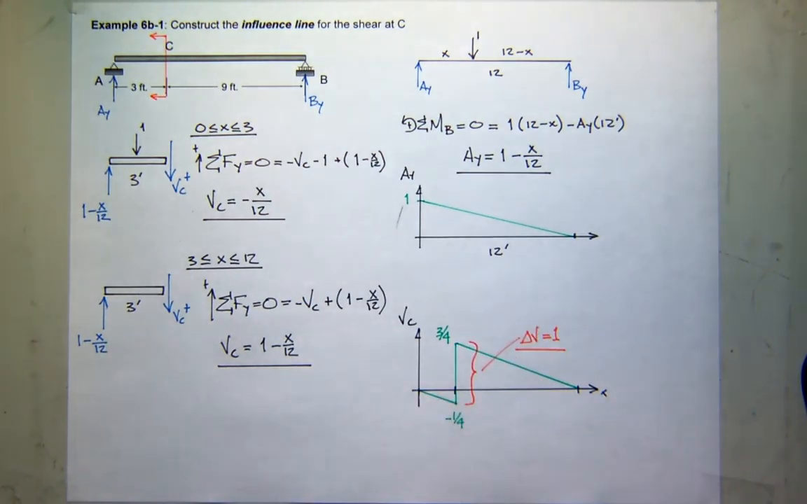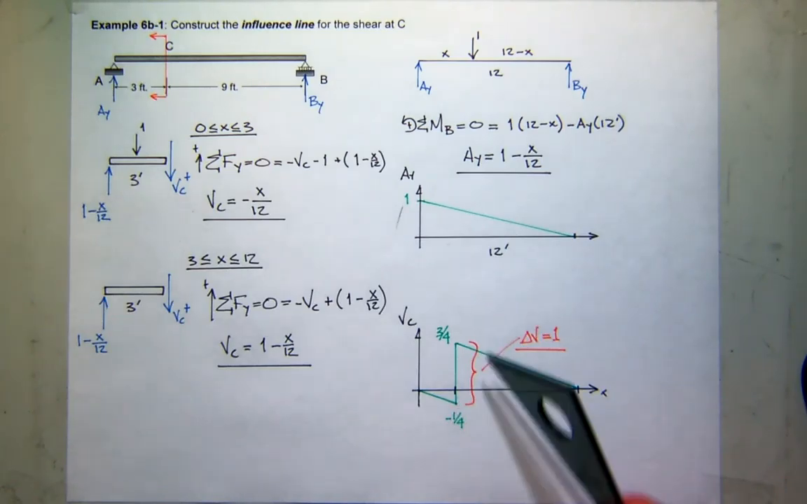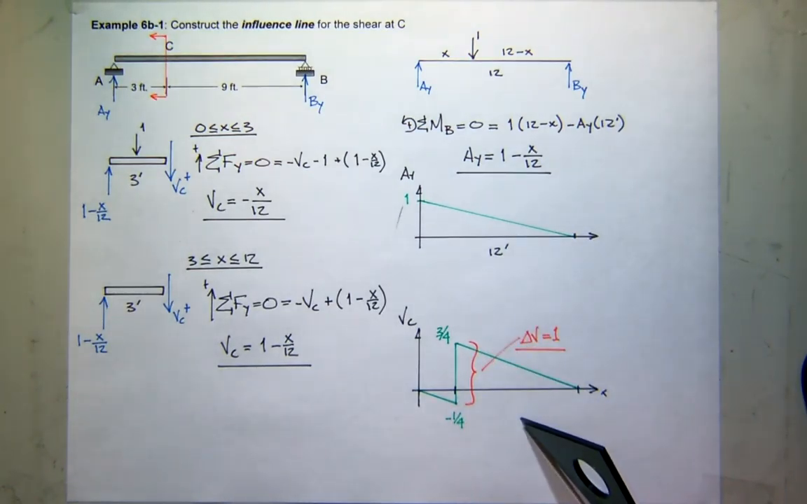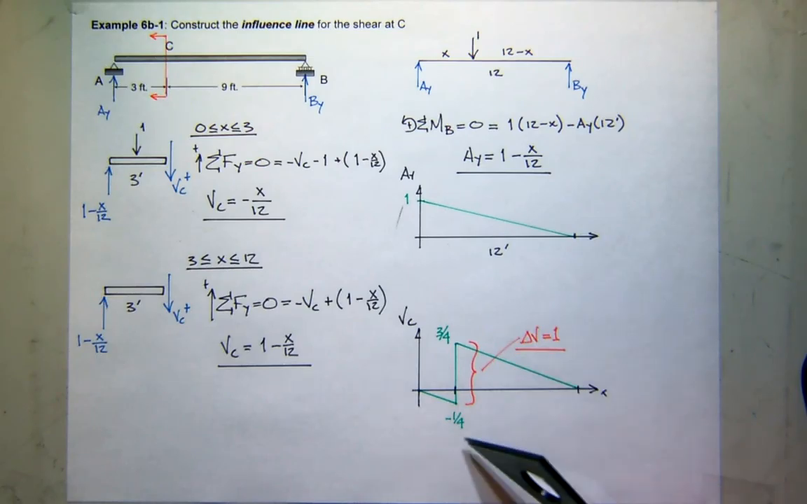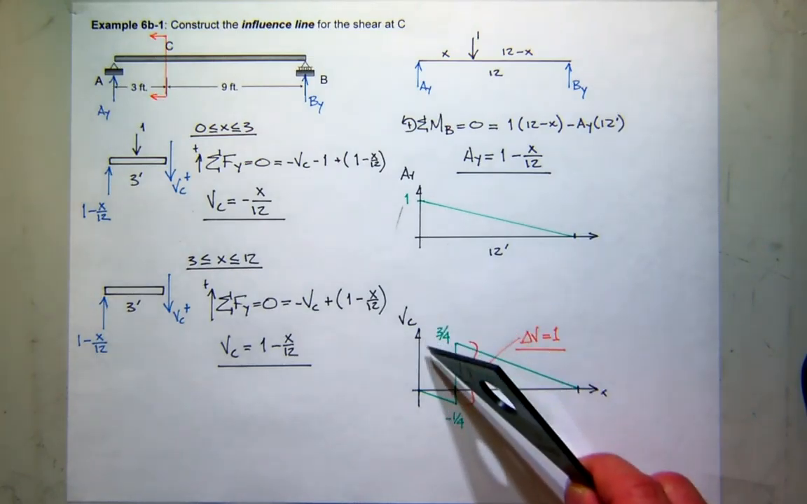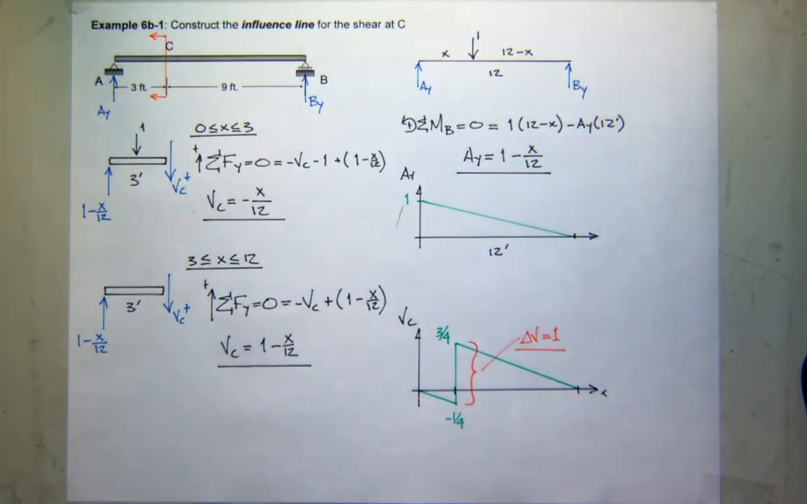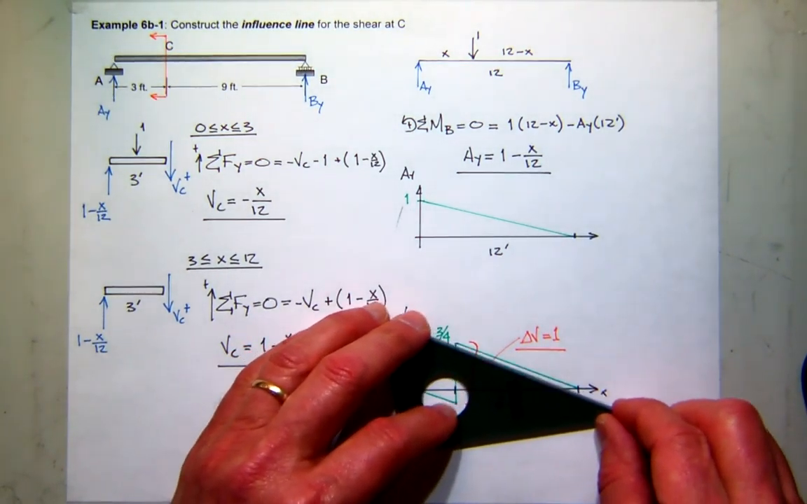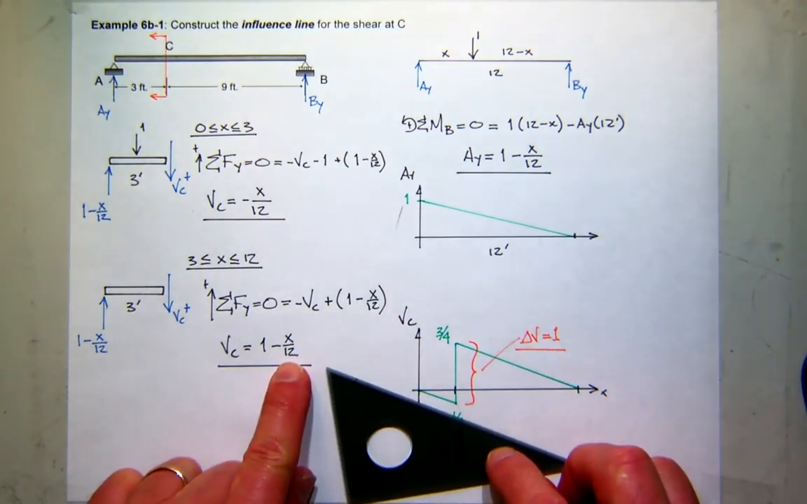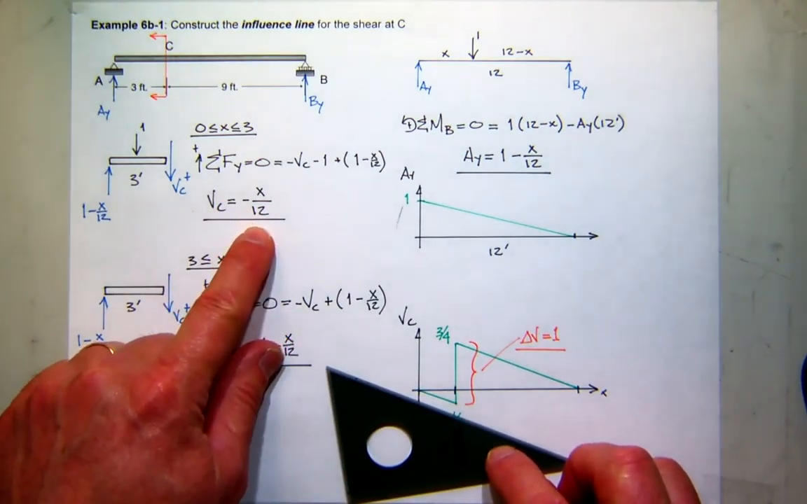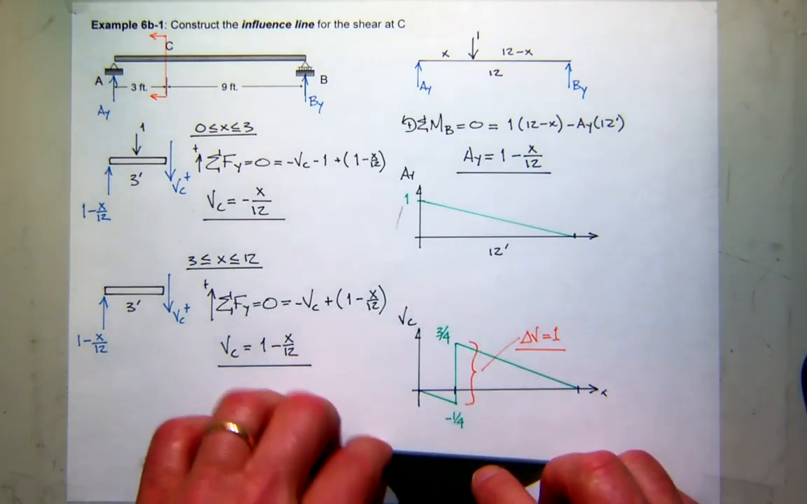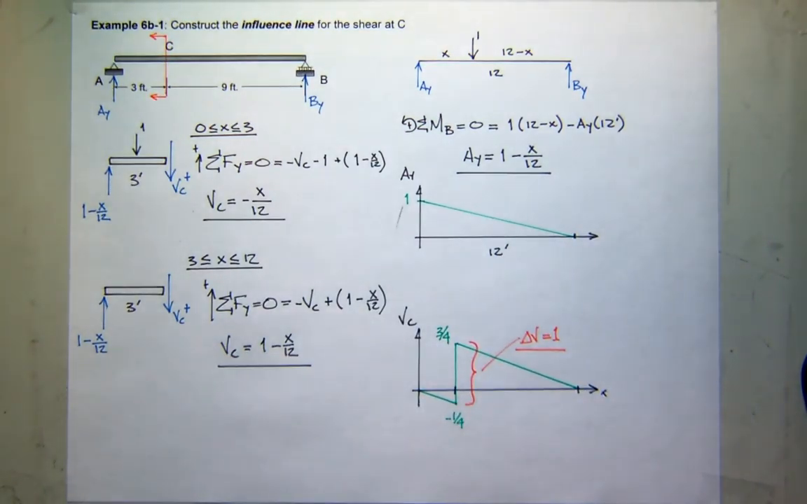If you're designing a connection at C, which of these two values is the most important? The maximum, right. So it'd be 3/4. The sign is not important. It's the magnitude. Also, if you look carefully, the slope of these two lines is exactly the same. X over 12. X over 12. So it just shifts as it goes over. What do you think of that?